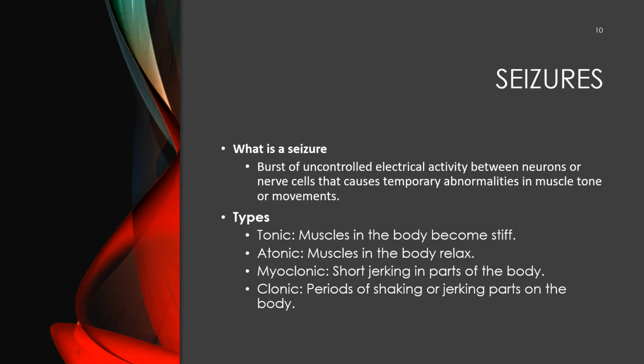Now we're going to get into the topic of seizures. And you may ask, what exactly is a seizure? I'm sure we've all witnessed this. Basically, it's a burst of uncontrolled electrical activity between the neurons that causes temporary muscle tone movements. There are about 4 different types of seizures. They could be either tonic, atonic, myoclonic, or clonic. Each of them has its own type of presentation, so you should understand how each one is. If you happen to see the word, you'll understand a little bit more about it. We're going to get into that as we go along.